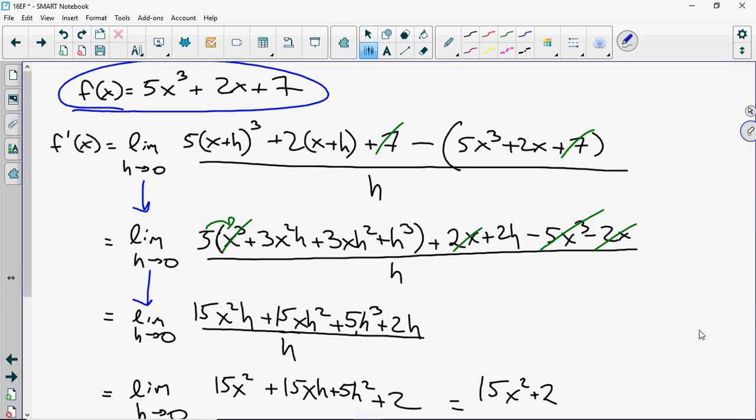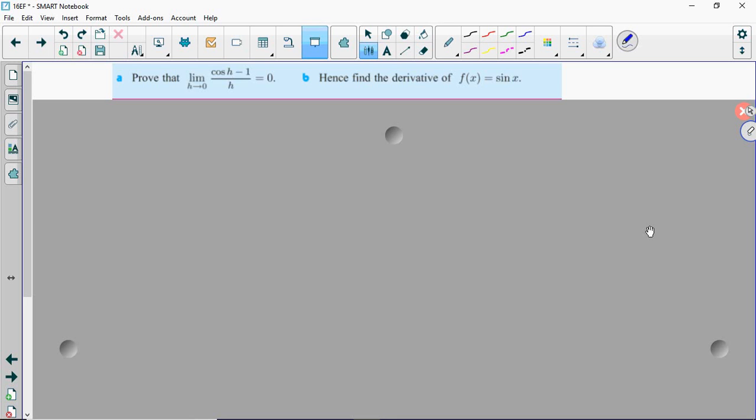Now, in the course guide, they explicitly state that we only need to use first principles differentiation for polynomial functions. The next example I'm going to show you, however, is not polynomial, but there's some good algebra and trig going on in this one, so it's a good example to look at.